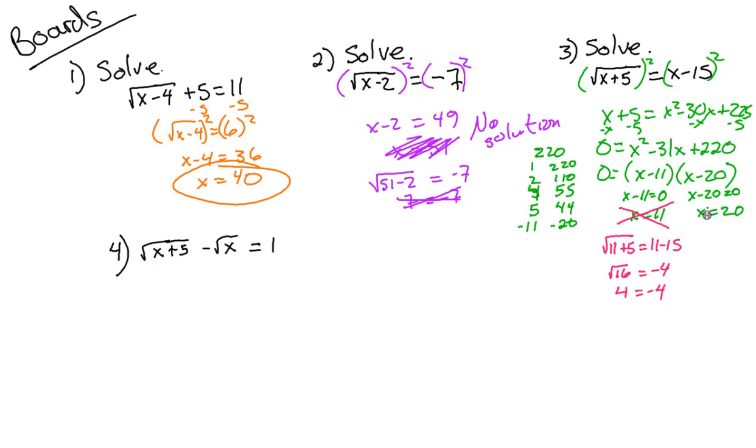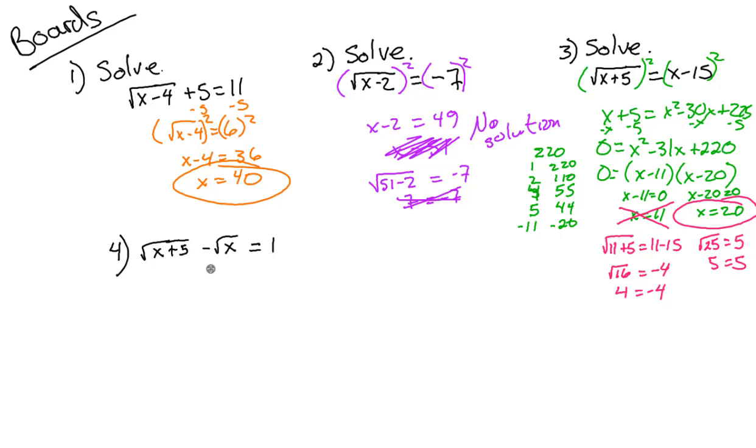11 was an extraneous solution. And so let's try this one. 20 going in there, the square root of 20 plus 5 is 25, equals 20 minus 5, which is 5. Yep, we're going to get 5 equals 5. That turns out to be a nice one. Good, good.